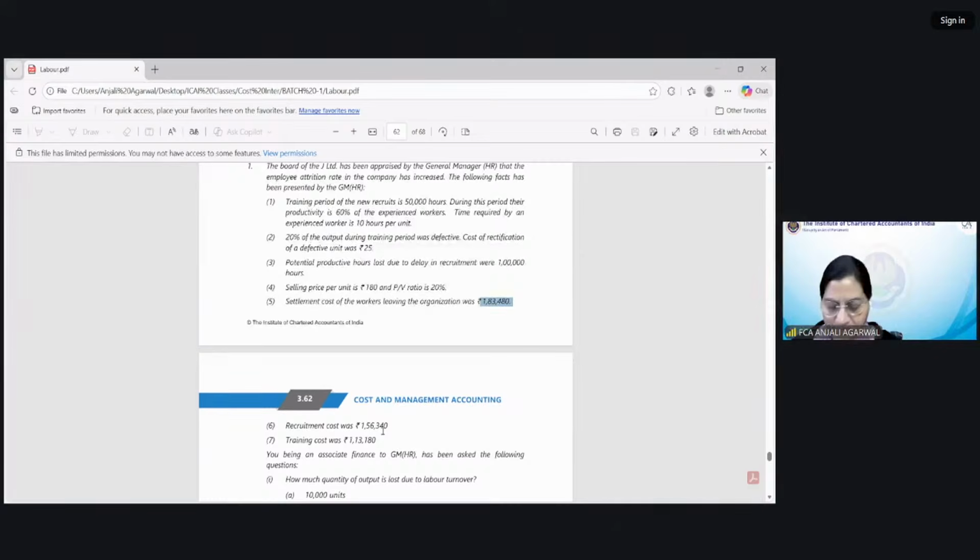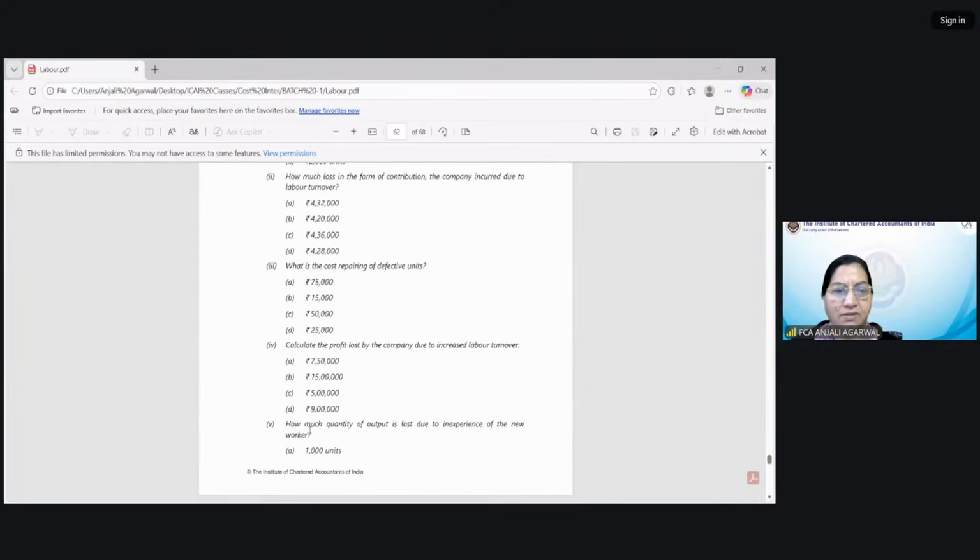plus recruitment cost of 156,340 plus training cost of 113,180. So the total cost comes out to be 900,000. This should be the answer.